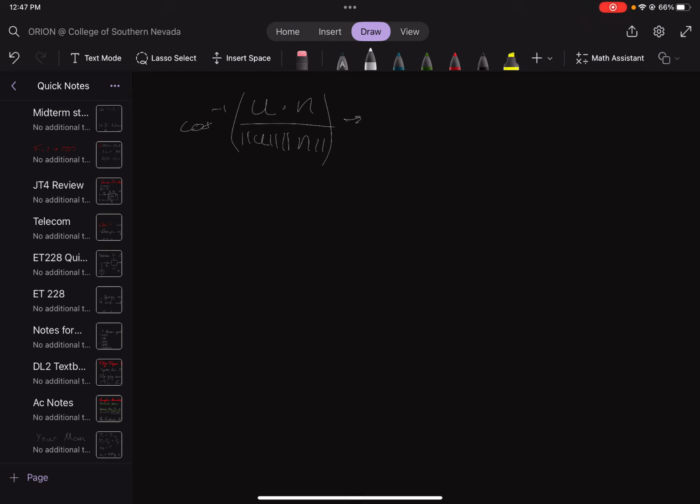So if we do that, U times N is going to be 0, and then the magnitude of N is just going to be U, which the magnitude of U, I believe, is just 1, times N, and the magnitude of N is going to be 375. And what's going to happen is that's going to equal 0. Cosine inverse of 0 is equal to 90 degrees. And so what happens is the complement, 90 degrees minus 90 degrees, is going to equal 0.